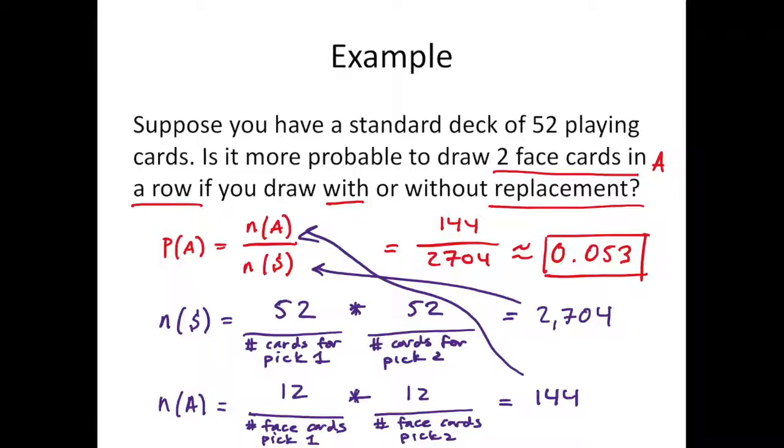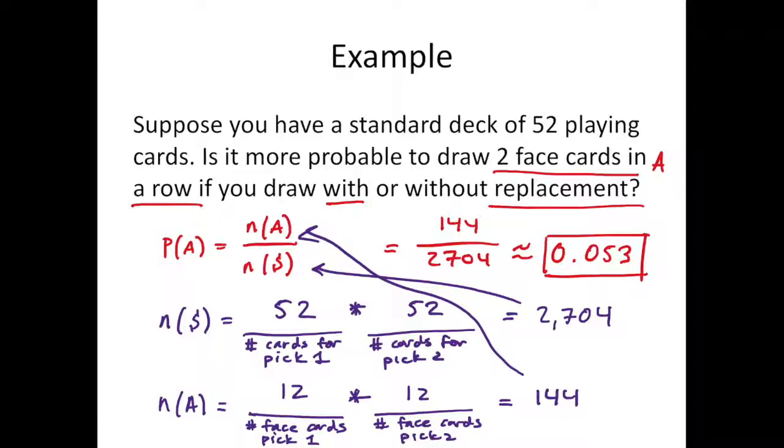So usually it's easier to start by trying to find a denominator. How many different ways can this random experiment end? Well, for pick number 1, I have 52 possibilities. Now I pick one of them, but then I put it back in. So for my second pick, there's 52 possibilities. So in total, there's 2,704 different ways to pick 2 cards, as long as I'm putting the first card back. So that's my denominator, 2,704.